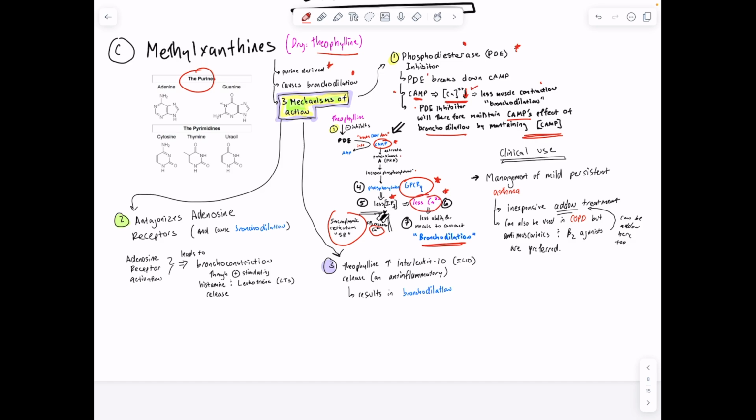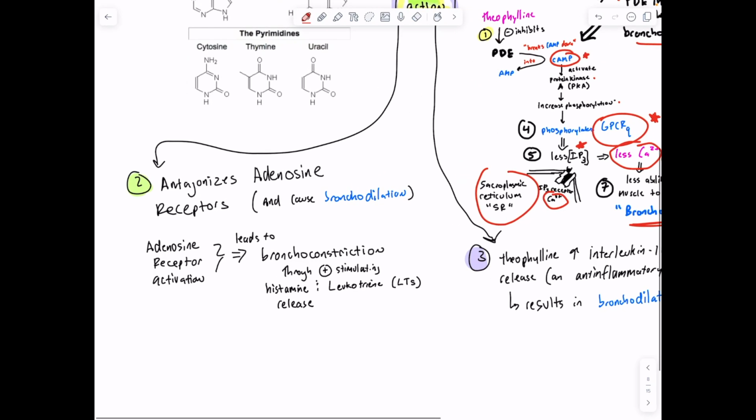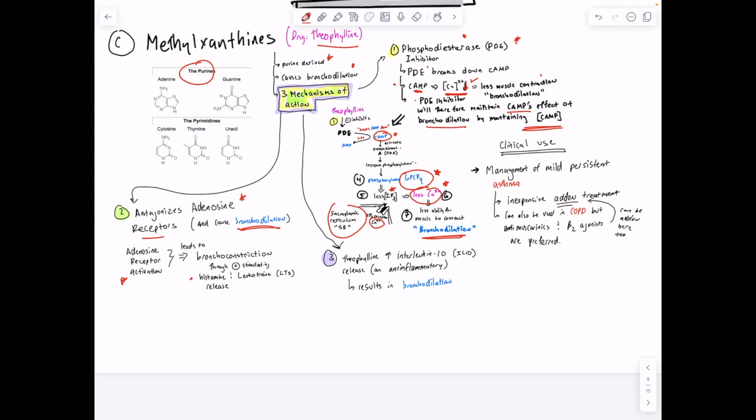All right, the second mechanism is antagonizing adenosine receptors. Don't need to know too much about this other than the net result is bronchodilation. Adenosine receptor activation leads to bronchoconstriction by stimulating the release of histamine and leukotrienes, which we know stimulate inflammation. And our third mechanism is that theophylline is going to increase the concentration of interleukin-10, which releases anti-inflammatory mediators, and as a result, we have bronchodilation.